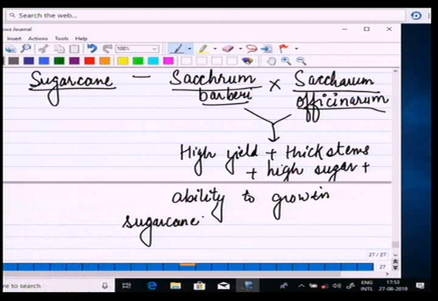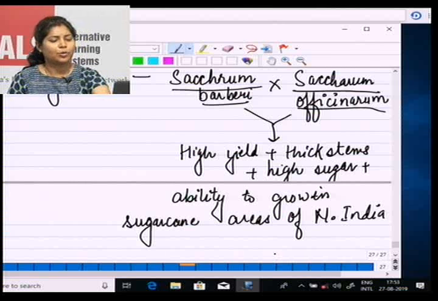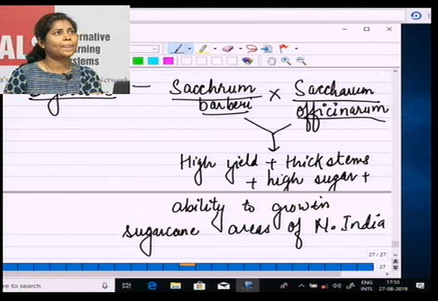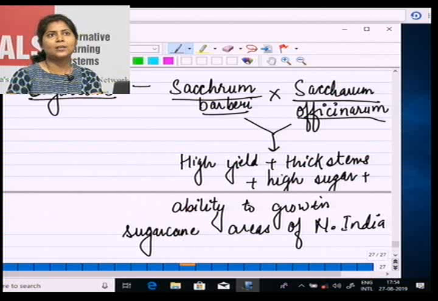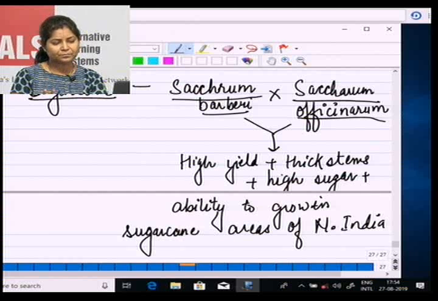Ability to grow in the sugarcane areas of North India. So this is what we think about sugarcane crossing. So what is sugarcane? Saccharum barberi, Saccharum officinarum, and then both of them are crossed, hybridized. We're selecting the parents in the first step, and after selecting parents, we do cross hybridization: high yielding, thick stems, high sugar, plus ability to grow in sugarcane areas of North India. So this is what my output is.